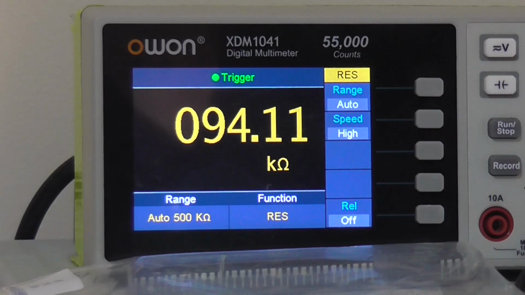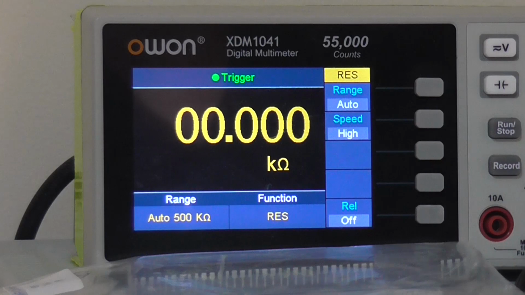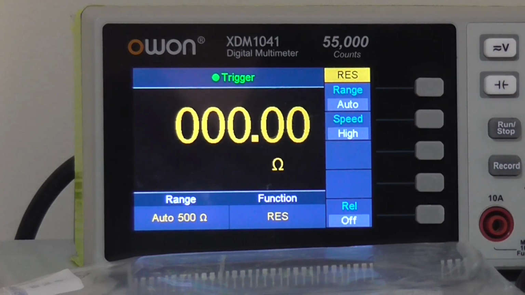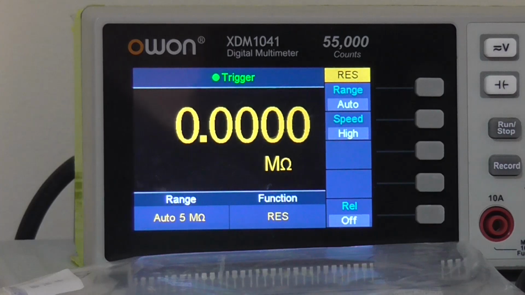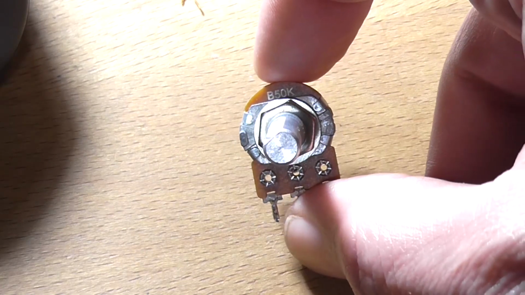So if I measure the counterclockwise to wiper, again it's 95 kilo ohms. If I wind that back up to the center, well, if I could get a good connection, 125. And if I wind it all the way clockwise now, 145. There is something wrong with the pot. Most likely the wiper is starting to go open.